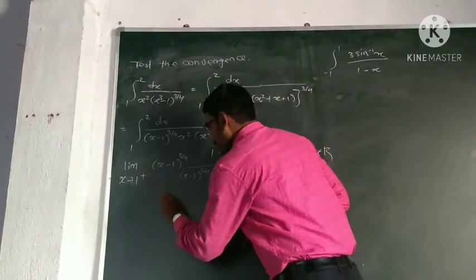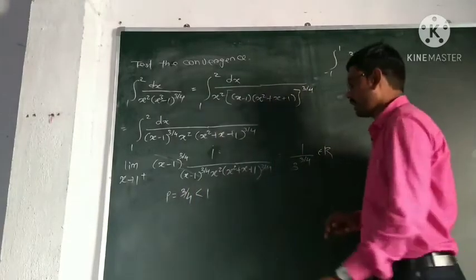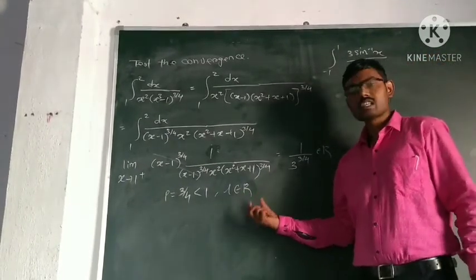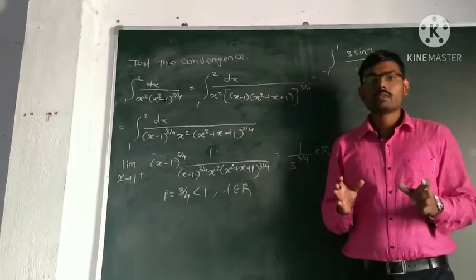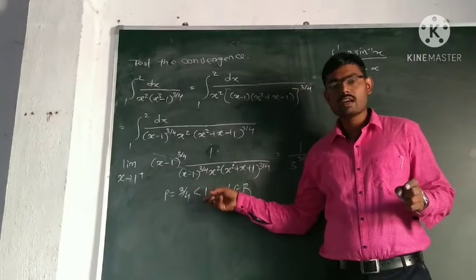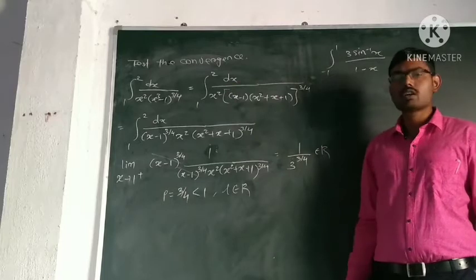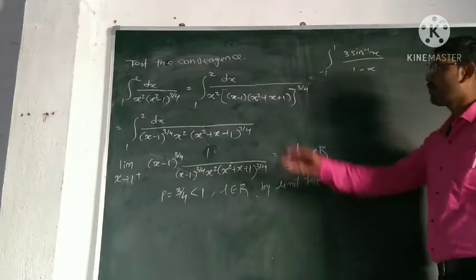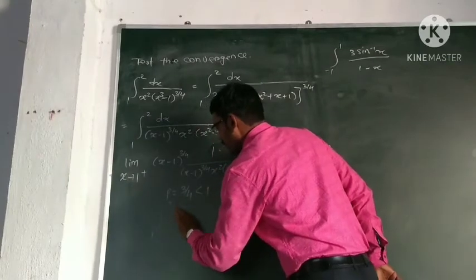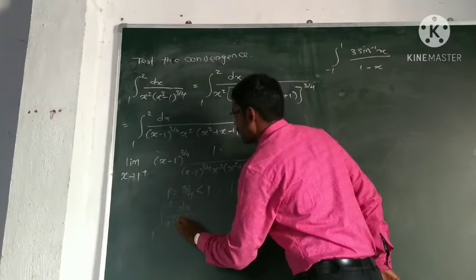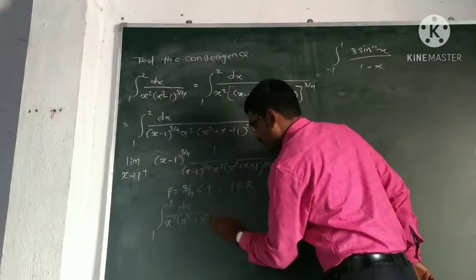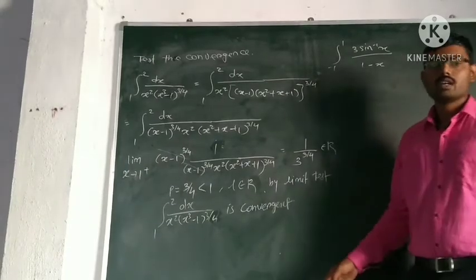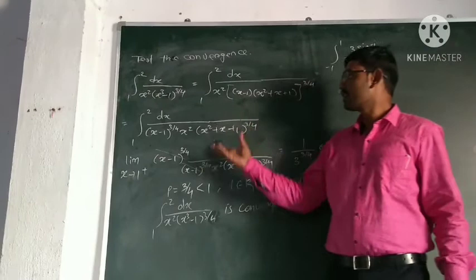Now here, p is equal to 3 by 4, which is less than 1, and the limit is a non-zero real number. Thereby part 1 of the limit test suggests that this integral is convergent. What is part 1? If the value of p is greater than 0 and less than 1 and the limit is a non-zero real number, then the improper integral is convergent. So by limit test, the improper integral from 1 to 2 of x square dx upon (x cube minus 1) raised to power 3 by 4 is convergent. Okay. This is the use of the limit test, in which we can show that this integral is convergent.